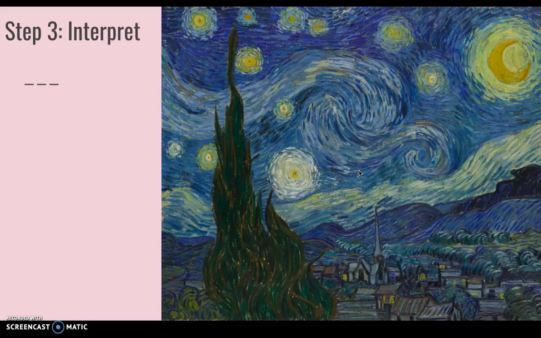So our next step is interpretation. What is the purpose or meaning of this artwork? There are many purposes of art, but this is where you're thinking, what is the artist trying to do? Why did he create this work of art? Or she? Why did she create this work of art? What do you think he was trying to do here?